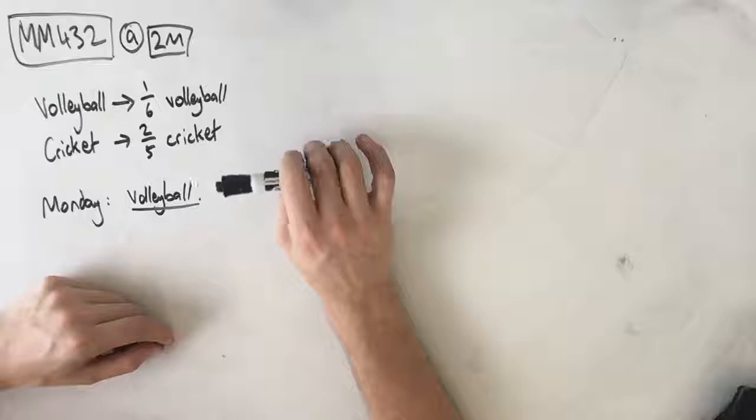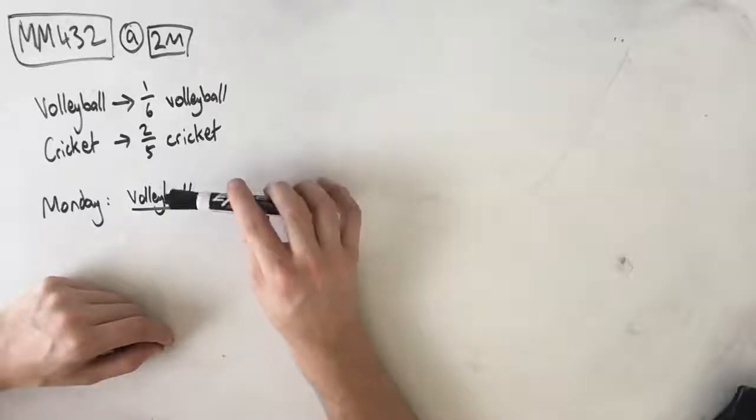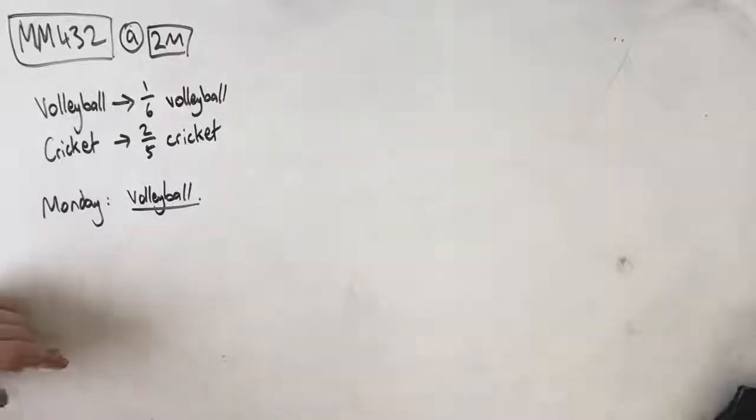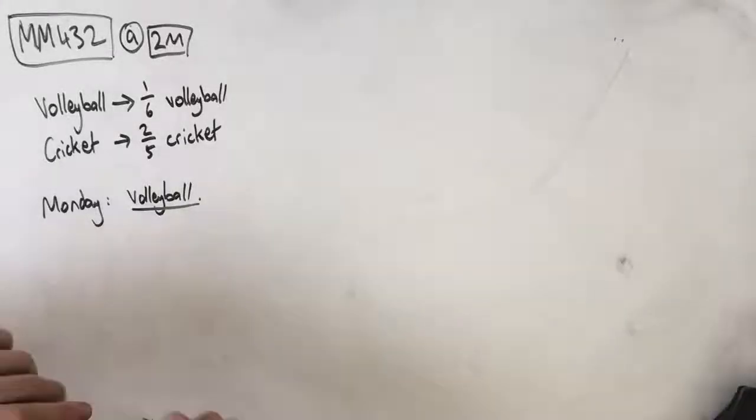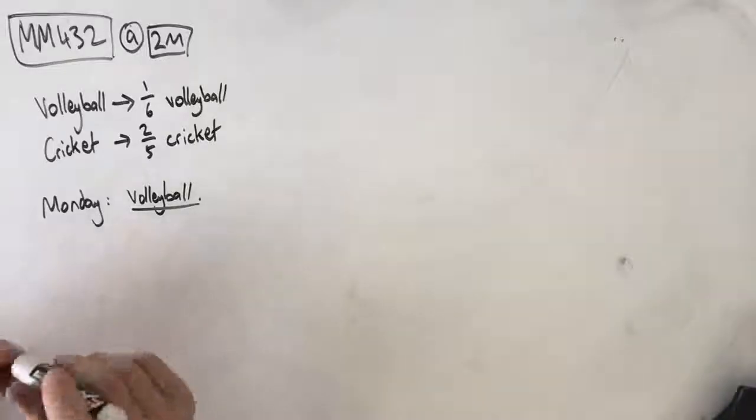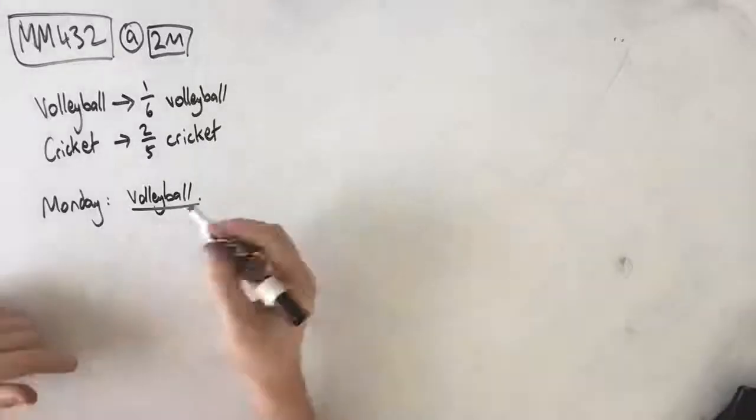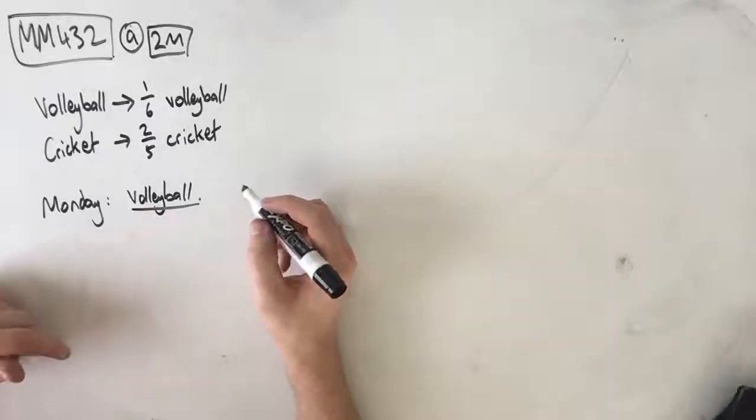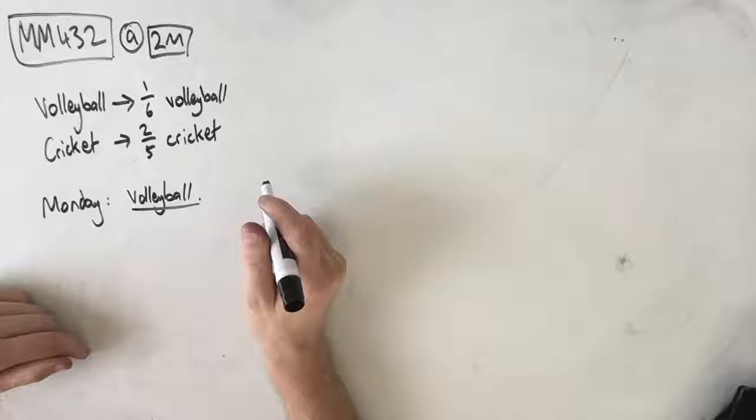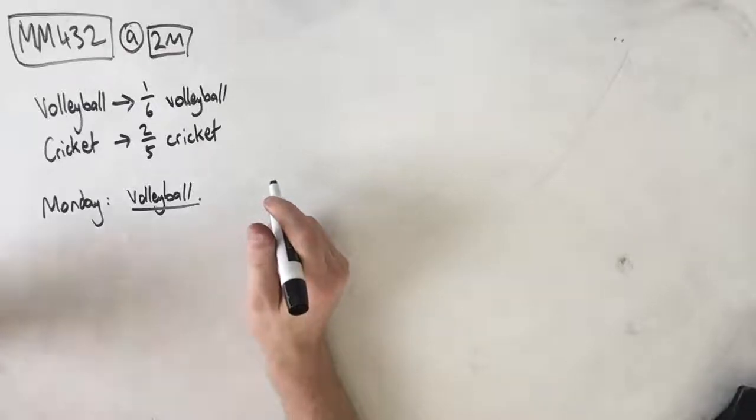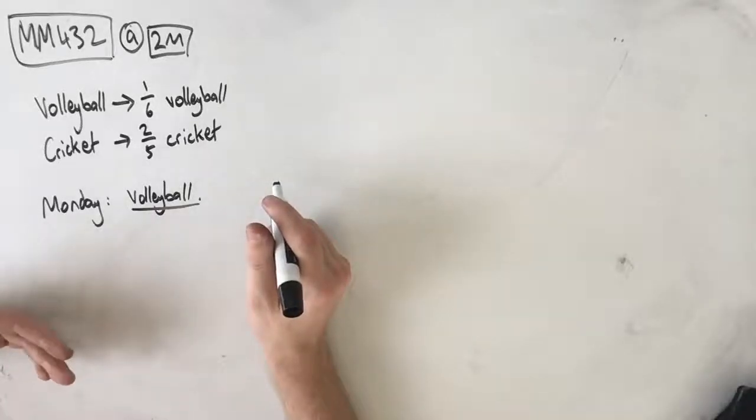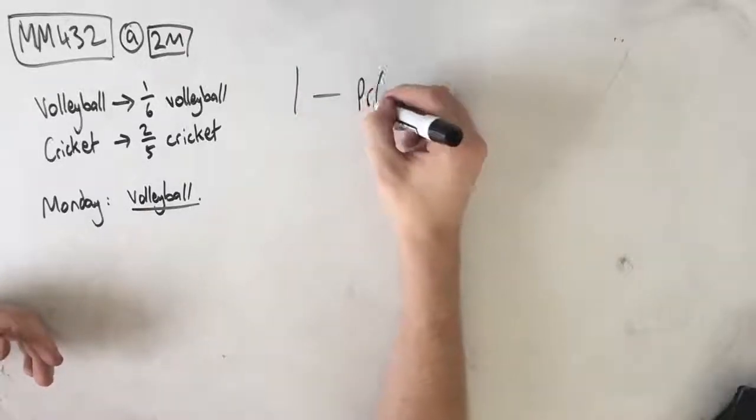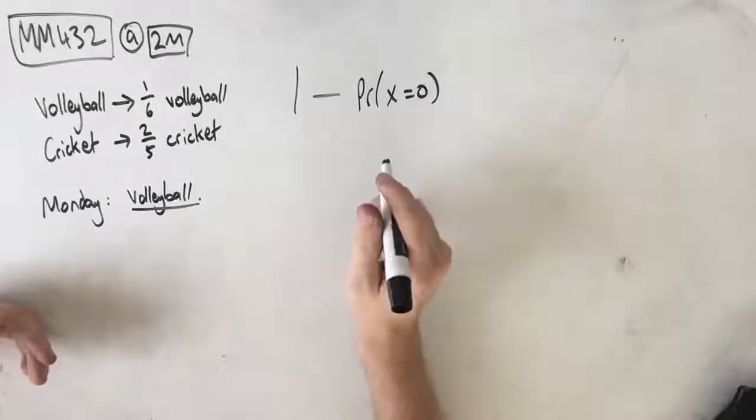On the first Monday of the holidays, Justin chooses to play volleyball for the day. Find the probability that Justin also plays volleyball on at least one of the next 3 days. Awesome. So, if he plays volleyball at least once on the next 3 days, that means that we're talking about the probability that he doesn't play volleyball, and then we're minusing that. Okay, so we're doing 1 minus the probability that he doesn't play volleyball on any of the next 3 days.